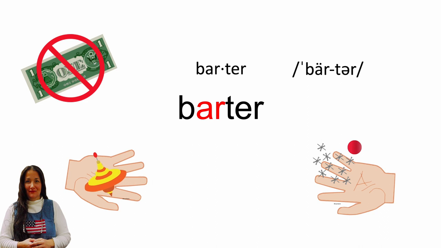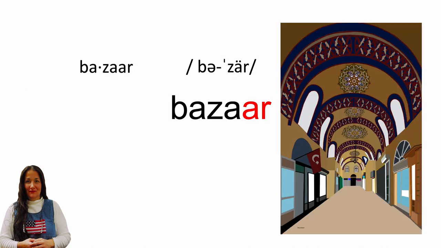Barter. It's to make a trade without using money. Bazaar. Bazaar is a market, as in the Middle East, consisting of rows of shops or stalls selling miscellaneous goods.